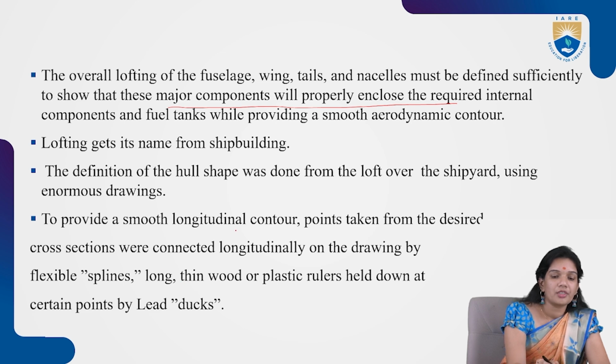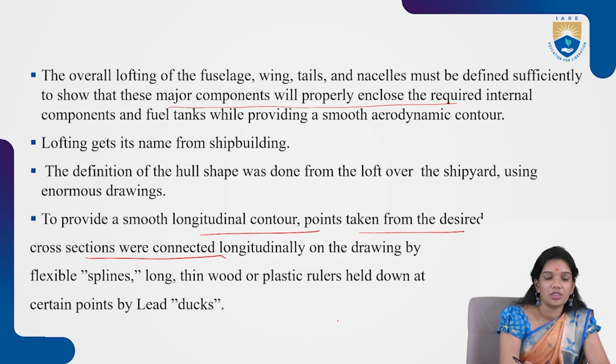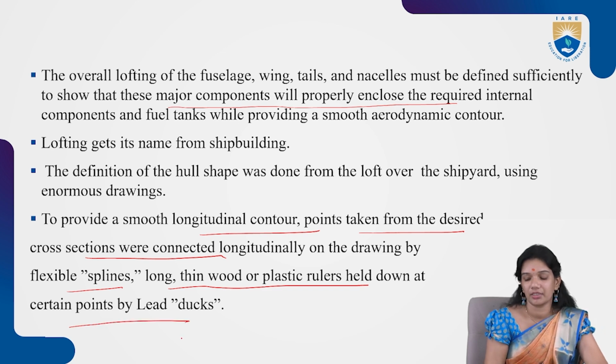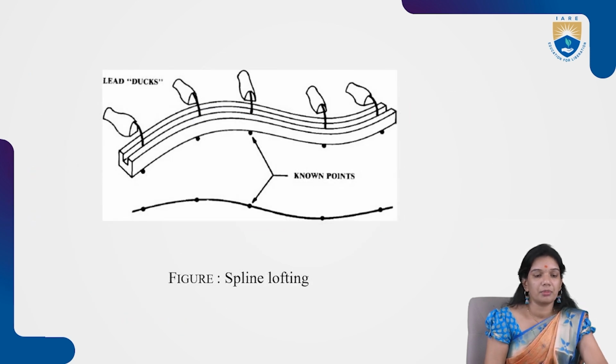Now, to provide a smooth longitudinal contour, points taken from the desired cross sections were connected longitudinally on the drawings by splines, long thin wood or plastic rulers held down at certain points by lead ducks, right? So this is shown here, spline lofting, where I have known points and where I have lead ducks.